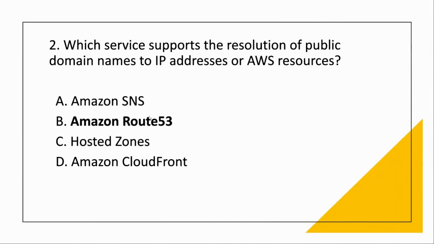So the correct answer is, we needed public domain names to IP addresses. So you saw, right, Route 53 DNS resolver and all that concept. So the correct answer is Route 53.